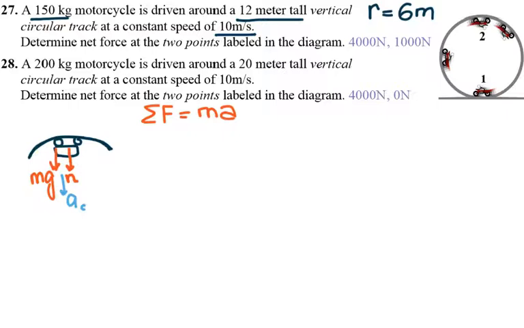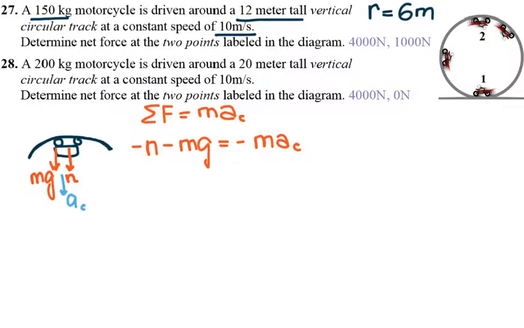Both of them are negative because they're pointing down. So I have negative normal force, negative mg. And in my case, again, it is centripetal acceleration. So it equals negative mac. And it's negative because acceleration is pointing down.